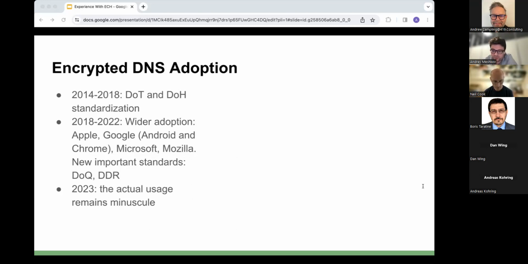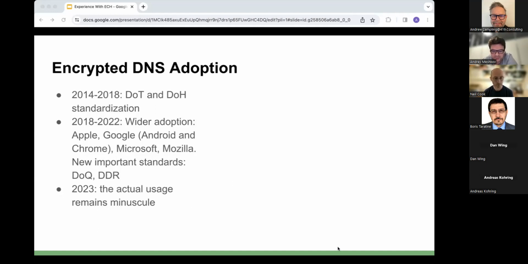remains minuscule. But let's take a look at how it's progressed with HTTPS. It took us 13 years to finish with the standardization and to start supporting HTTPS in every browser and operating system. And only after that, the push to HTTPS actually began. And with DNS, we're a little bit faster than that, but probably we can assume that it will also take lots of years to fully adopt encrypted DNS.